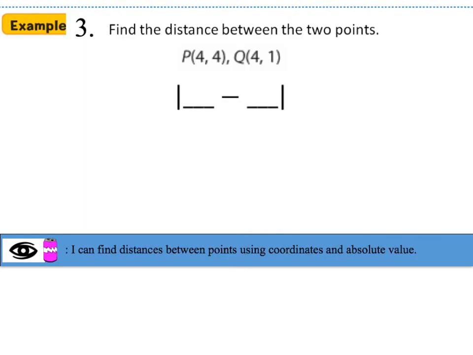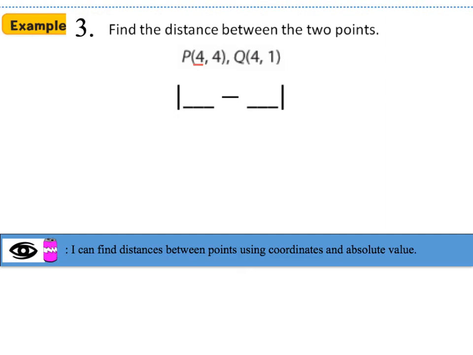So for example 3, it says find the distance between the 2 points, point P, which is at 4, 4, and point Q, which is at 4, 1. So the difference is now that they're not giving us a grid to graph our points on. So what we're going to have to rely on is using the coordinates to get that done. So let's take a look at this.